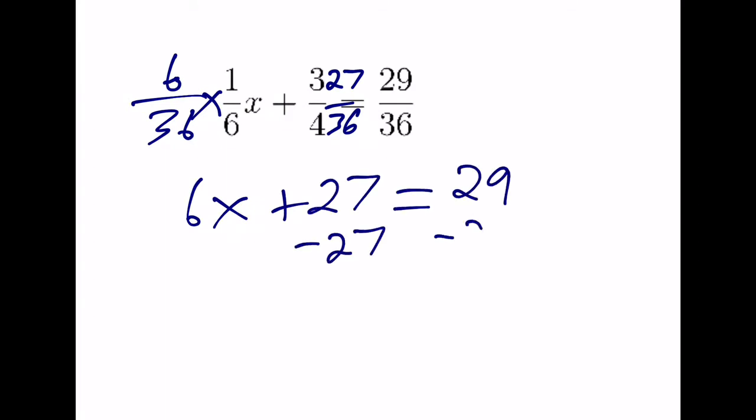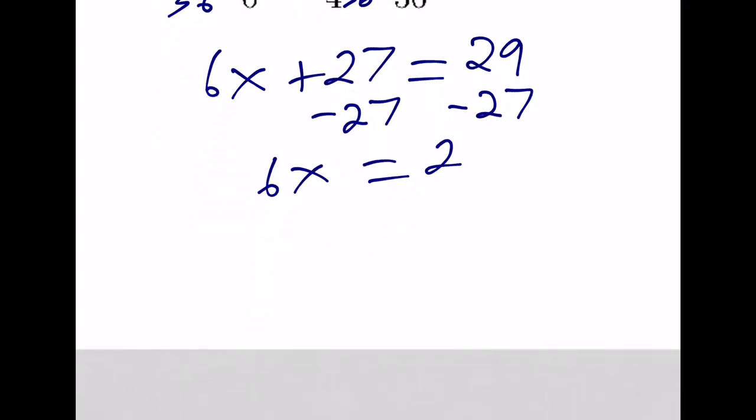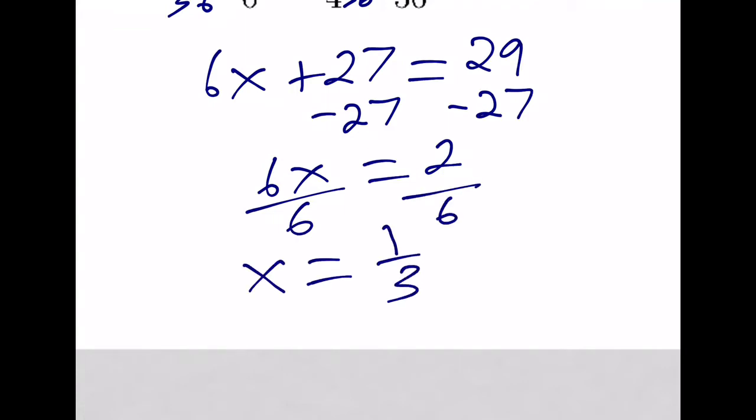Then we subtract 27 from both sides. We have 6x is equal to 2. When we divide both sides by 6, we get x is equal to the reduced form 1/3.